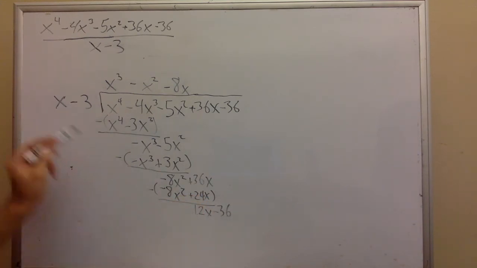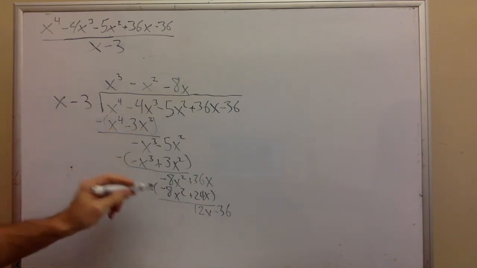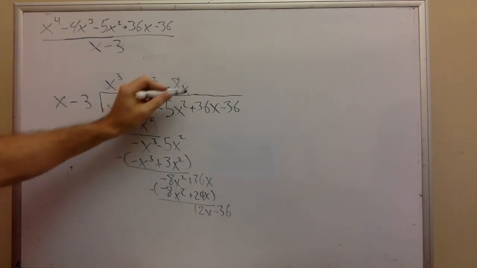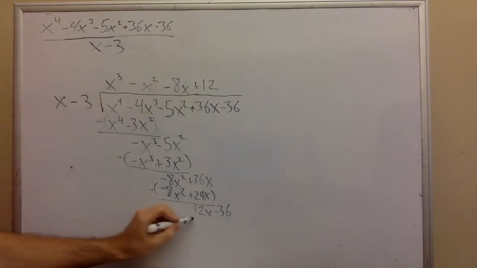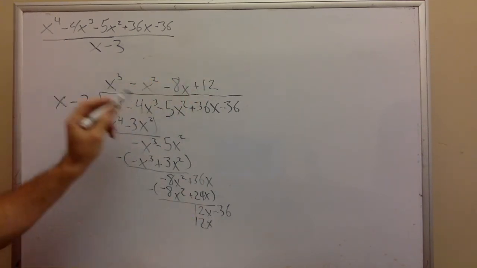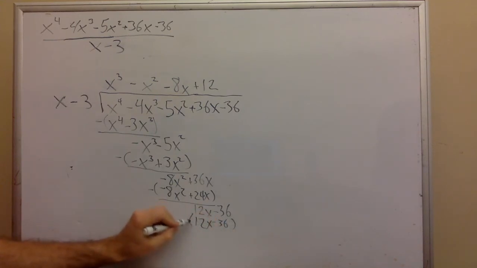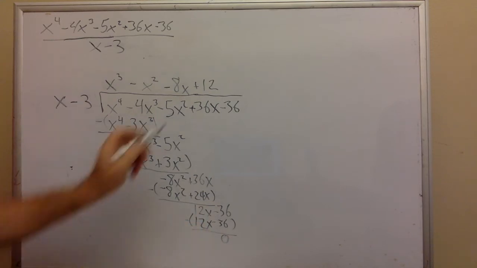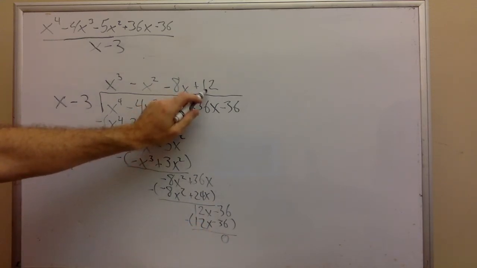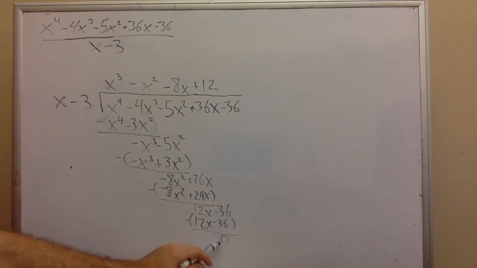And so now I have 12x, and I have x here. So I'm going to need to multiply by a 12. So plus 12 gives me 12x. And then that makes minus 36. And when I subtract, I get 0. Now again, I'm at my constant term, so that should be my last term. Anything left over would be my remainder, but in this case, my remainder is 0.